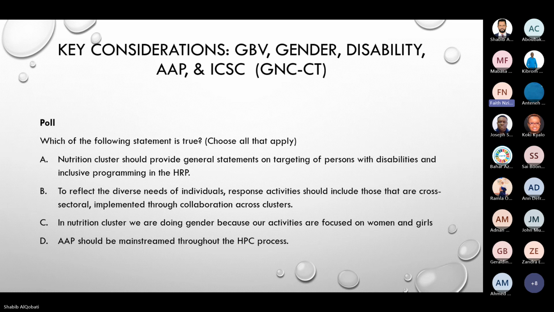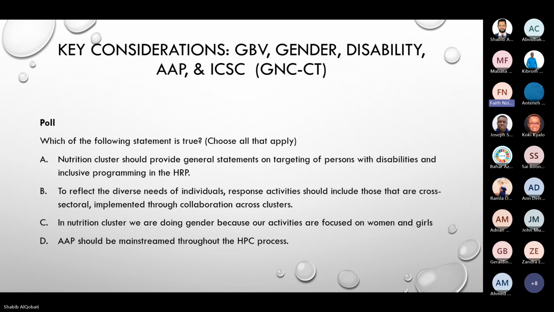Okay, we have 15 responses, and that is adequate, just because of time. For the first statement, I can see some people have said it's true, but this is wrong. When it comes to disability, we need to go beyond general statements on targeting of persons with disabilities. We need to describe concrete activities to address risk factors identified in the HNO. It's good to see those answers because they let us know how we are doing when it comes to our specific countries.